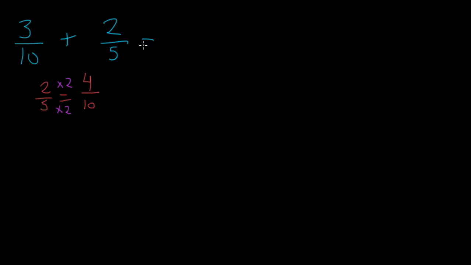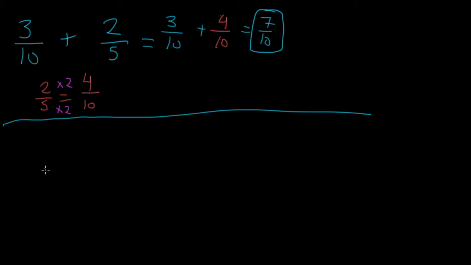Our new problem, therefore, is 3 out of 10, 3/10, plus 4/10, which is equal to 7/10. That's our answer, 7/10. We took 2/5 and replaced it with 4/10. All right, and one more. Let's do a subtraction. Let's do 7/9 minus 1/3. Give that a try.